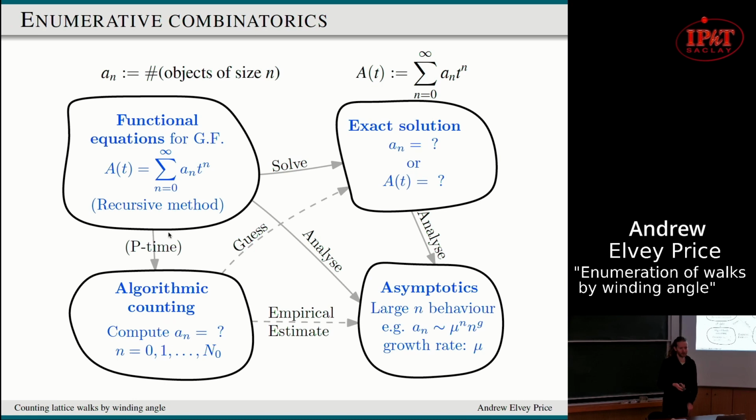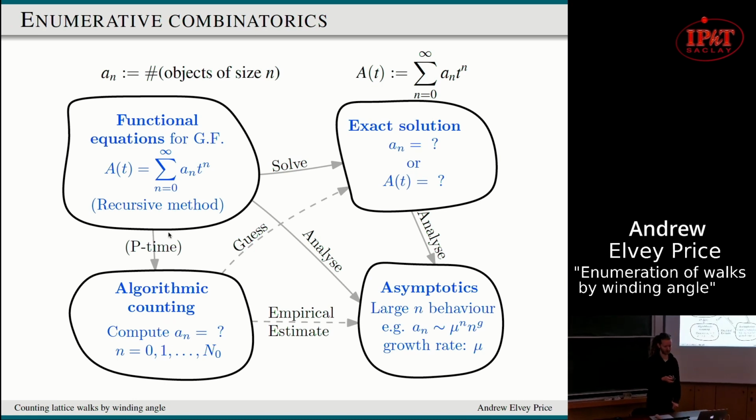So in general, for questions in enumerative combinatorics, we consider objects of some form which have some notion of size. And in general, we want to count the number of objects a_n of size n for each n, or equivalently to determine the generating function A(t), which is defined as the sum of a_n times t to the n. Ideally, for any question of this form, we'd like to find an exact solution, that is to determine the value a_n exactly, or the generating function exactly.